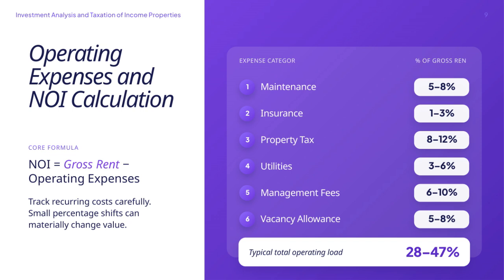For instance, maintenance usually runs between 5 to 8%, insurance from 1 to 3%, and property taxes can be quite significant, ranging from 8 to 12%. Utilities generally account for 3 to 6%, management fees can be 6 to 10%, and vacancy allowances range from 5 to 8%. When you add all these expense categories together, the typical total operating load falls between 28 and 47% of gross rent.